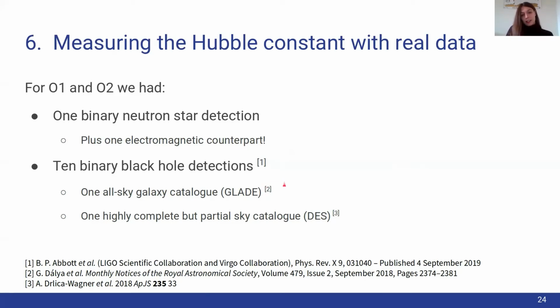So the default catalog used in that case was the GLADE catalog because it has full sky coverage. But one of the events, a rather well localized one, happened to land within the footprint of the public DES-Y1 catalog. And so that was also used to analyze that specific event.